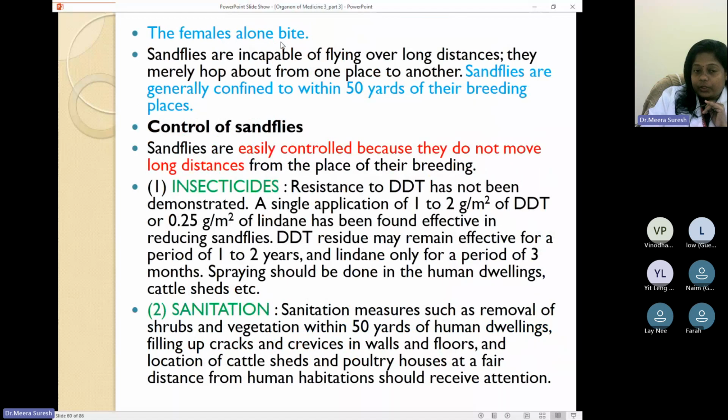The females alone will bite in the Kala Azar group. The sandflies are incapable of flying over long distances. They merely hop about from one place to another. Sandflies are generally confined to within 50 yards of their breeding places. Now, I changed the color over here because this point is very important.